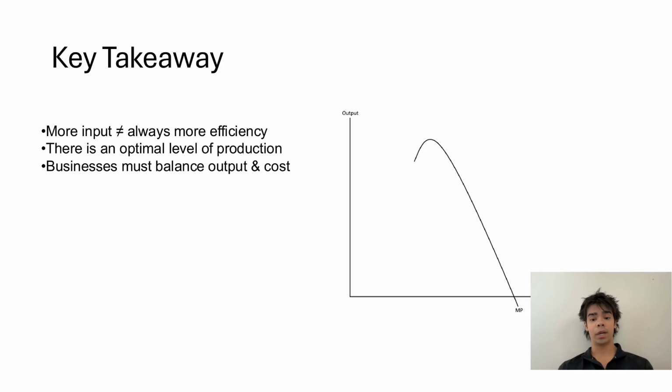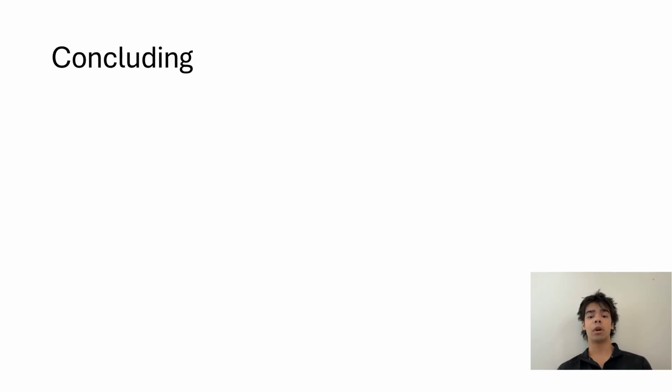There's an optimal level of production where businesses operate most effectively. Firms must balance those outputs and costs to make the best decisions. So overall, diminishing marginal product shows that every business has limits to how efficiently it can produce. Understanding those limits helps businesses decide how much to produce and ultimately how to stay profitable.